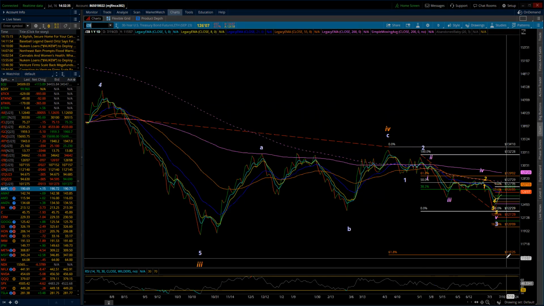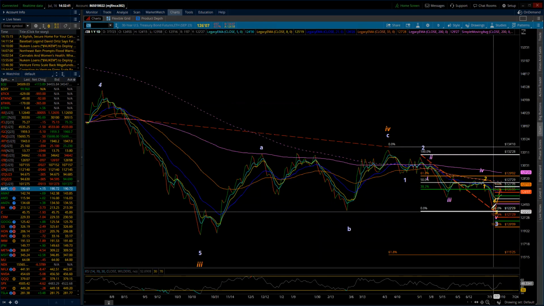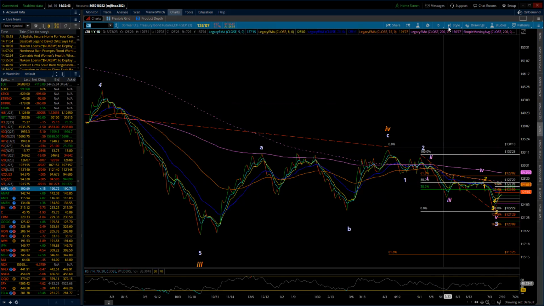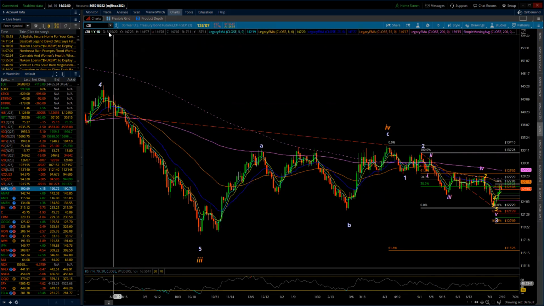So we'll see. But right now, I'm looking for this wave 4 to complete. If maybe it is, I don't know. The market is going to let us know. And then we'll go from there. Let me go back out with the candle.